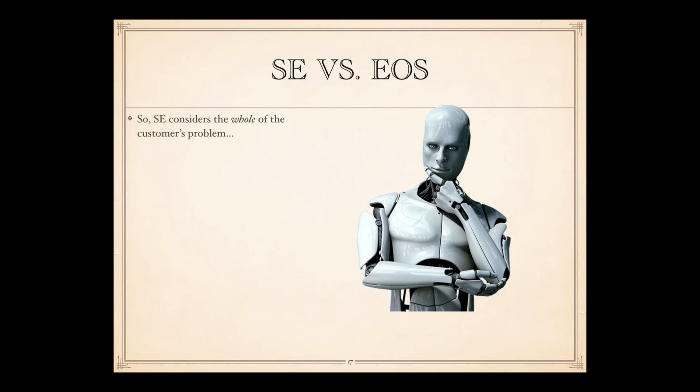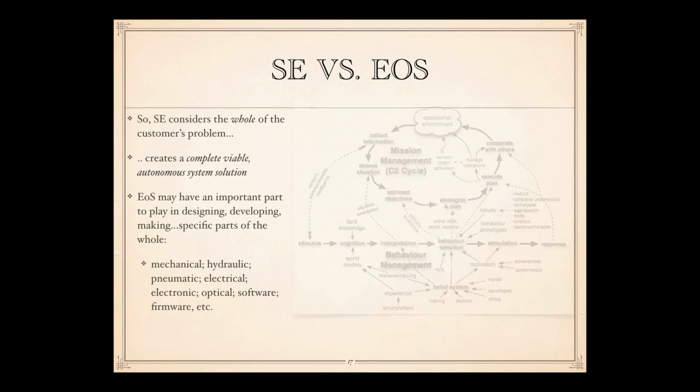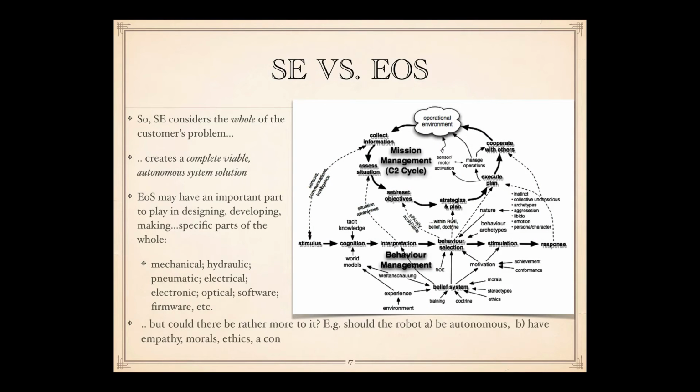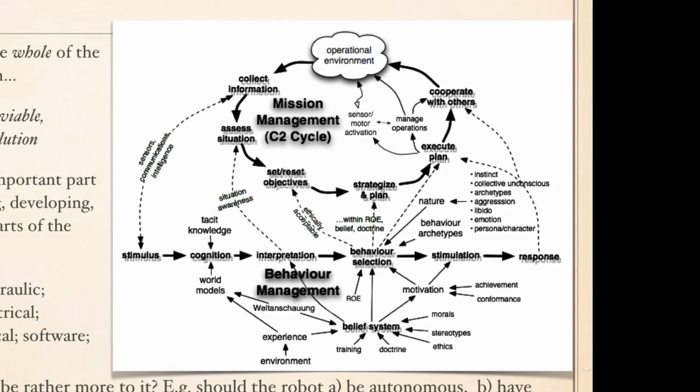So systems engineering considers the whole of the customer's problem, creates a complete viable autonomous system solution. And EOS, engineering of systems, may have an important part to play in designing, developing and making specific parts of the whole. But could there be rather more to it? For example, should the robot be autonomous, have empathy, morals, ethics, a conscience even? Should it have the ability to reproduce? A very controversial subject. And are these engineering issues, or issues for systems thinking, systems engineering, or even Stephen Hawking, who has been commenting on just this ability to reproduce?